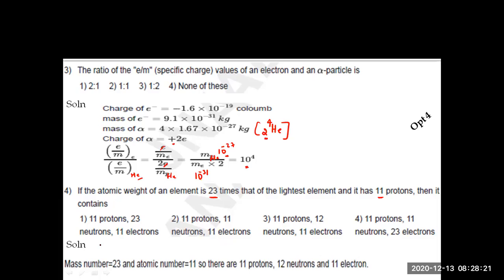See, when you take lightest element, it is 1H1. Correct? Now, atomic weight is 23. So, mass number can be 23. There are 11 protons, means 11 electrons must be there. Am I right? If atomic number is 11, so there should be 11 protons, and equal to that, there should be 11 electrons. How do we calculate neutron? Neutron is equal to 23 minus 11 is equal to 12. So thus, electron number must be equal to proton number always. So option C would be correct.